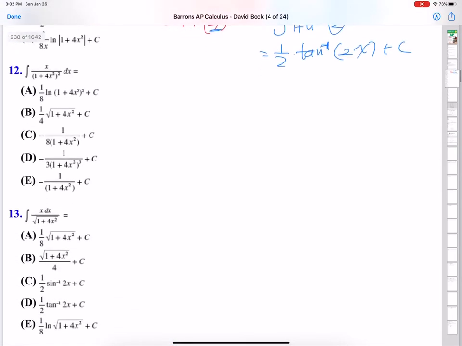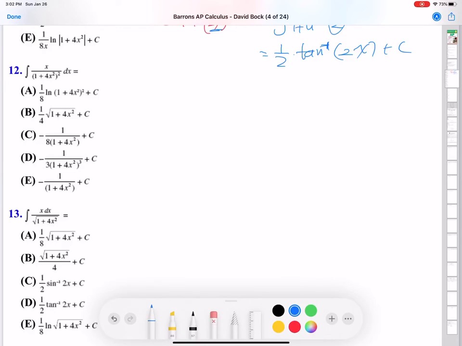Number 12. Okay, u substitution again. Which part is going to be u, do you think? The 1 plus 4x squared part. This part is u. And then see what happened. Integral x over u squared, right? Change dx to du. How? 1 over the derivative of u, 8x, times du. And then this x and this x cross out. 1 over 8 goes to the front. And then integral 1 over u squared, which is u to the negative second power du.